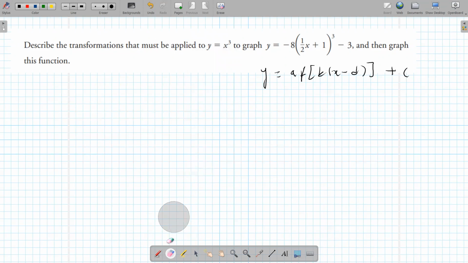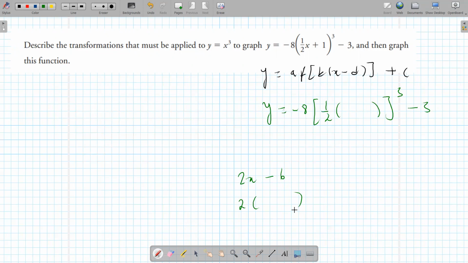So what you need to do is pull out the 1 over 2. Here's a question for you. If you pull out that 1 over 2, it's going to be a little bit tricky. What are you left with in the bracket here? You see this 1 over 2? We're going to take it out from the x and from the 1. Think of it this way: 2x minus 6. If I pull out a 2, what am I left with in this bracket? It's going to be x minus 3.